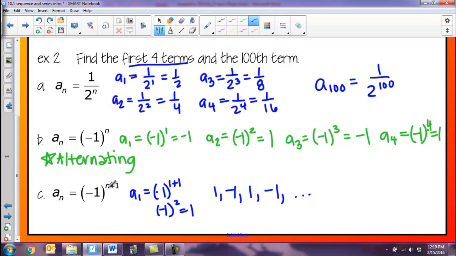Okay, so those are called alternating sequences. And so if you see something that has the signs changing, it still can be a sequence. It just means that you're multiplying by negative 1 every time.